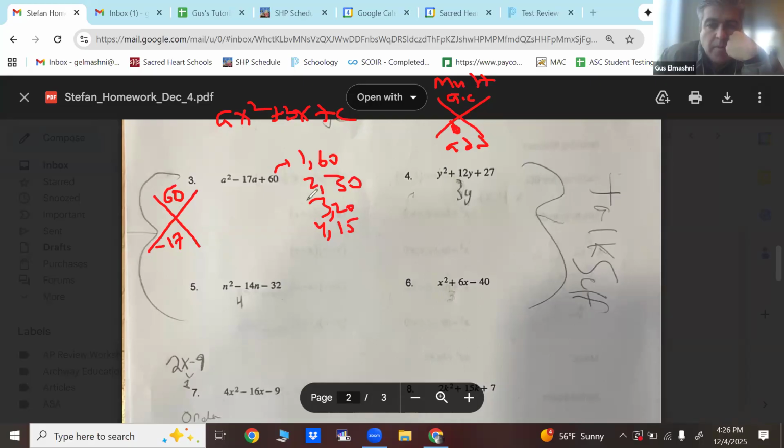Okay, those are going in order: 1 and 60, 2 and 30, 3 and 20, 4 and 15. So I'm slowly increasing this number here, and I'm getting warmer because 4 plus 15 is 19. What about 5 and what?